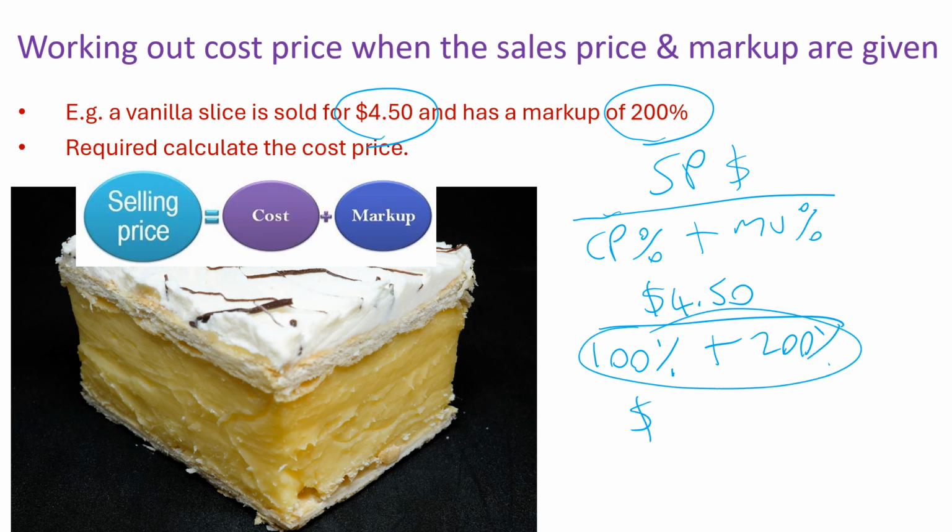So I've got 450 divided by 300%. 300% is 300 over 100. So that's just dividing it by 3. 450 divided by 3 gives us $1.50. That is our cost price. And if we work backwards, 200% of cost of $1.50 will be $3. And if we added that $3 to the $1.50, we'd be back at our $4.50 sales price.